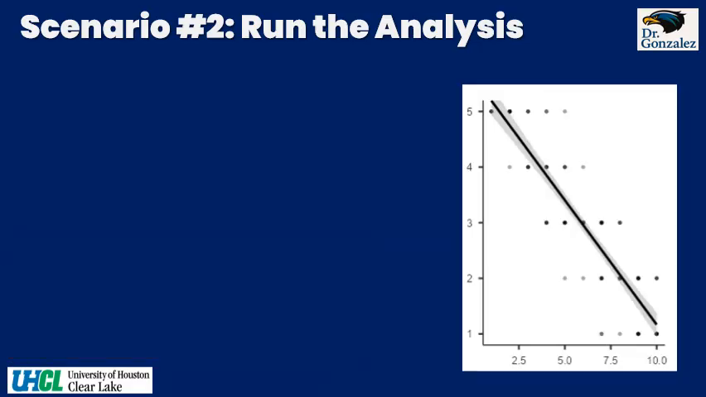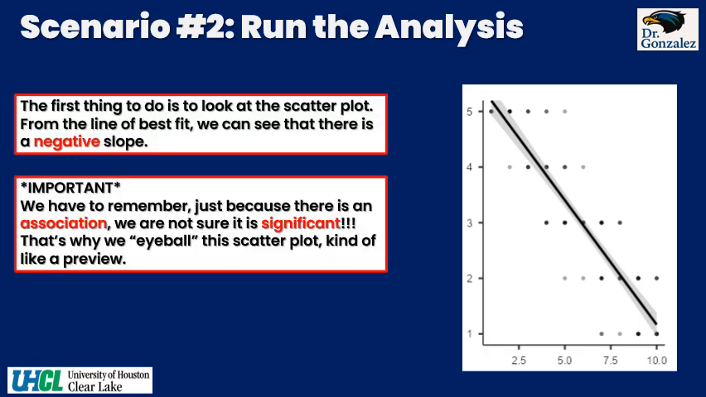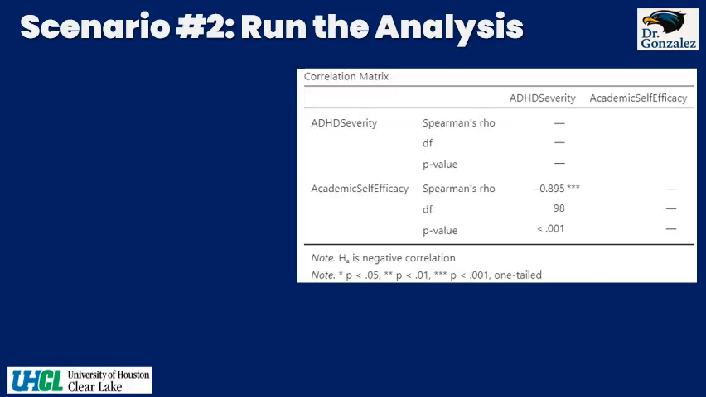So here's our scatter plot for these 2 variables. You can see that there is, again, a negative slope. It looks pretty intense as far as the slope is concerned. We can make an eyeball of this, not significant until we have looked at the critical values. All right, so here we have our correlation matrix for our last comparison. We're comparing ADHD severity and academic self-efficacy. We have a Spearman's rho of negative 0.895, degrees of freedom 98, and our p-value, again, is less than 0.001.